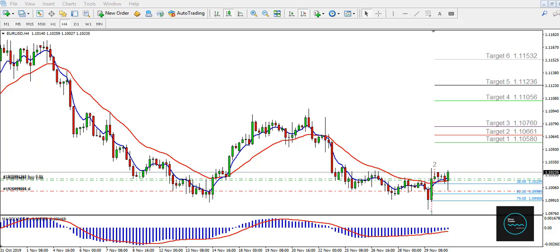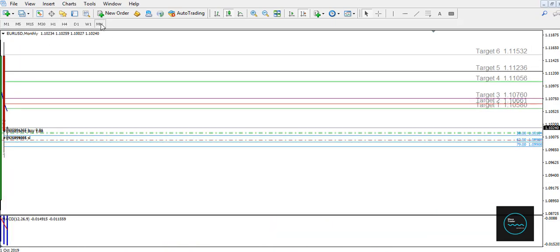Today I want to show you a trade that I'm currently in on the Euro USD. I consider it to be a position trade, but I want to show you my thought process and how I got into this trade. So let's go to the monthly chart and have a top-down analysis of what's going on.